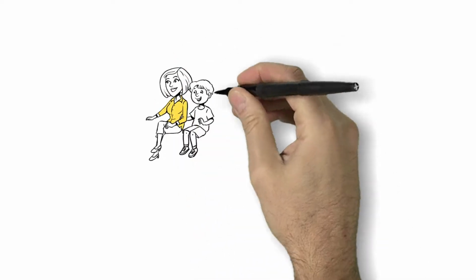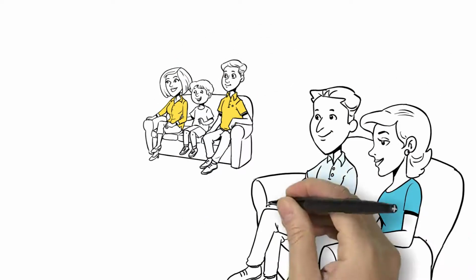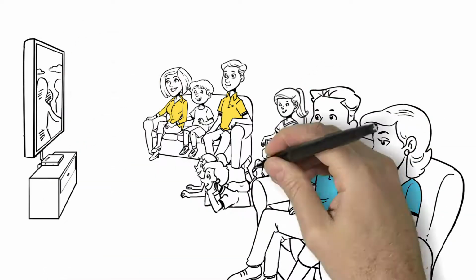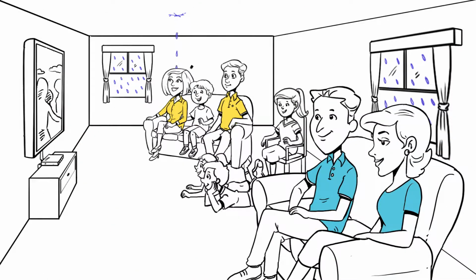Instead of going out in the rain, Betsy invited Jane and her kids over to watch a movie. Halfway through the opening credits, the trouble began. Betsy needed a good roofer fast.